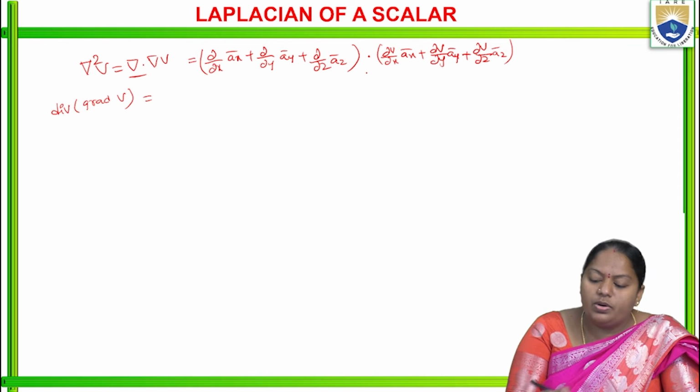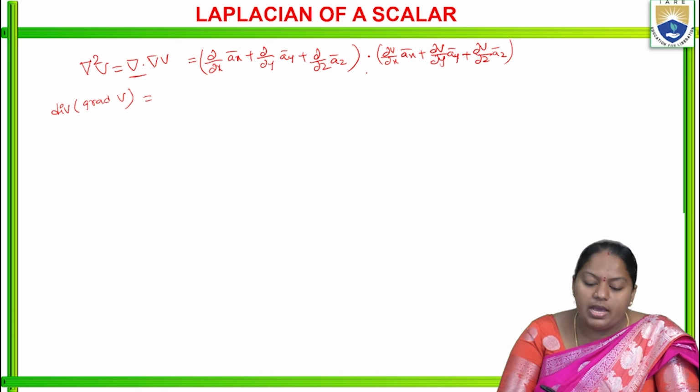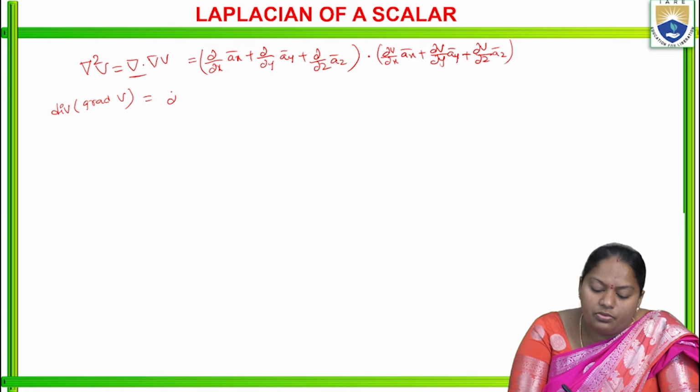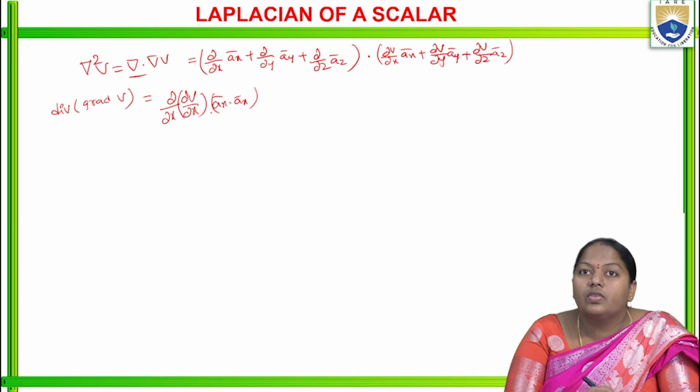Now the dot product between these two can be considered as ∂/∂x of ∂v/∂x into ax dot ax. Then ax dot ay and ax dot az values are 0, hence no need to consider the ∂v/∂y and ∂v/∂z terms.